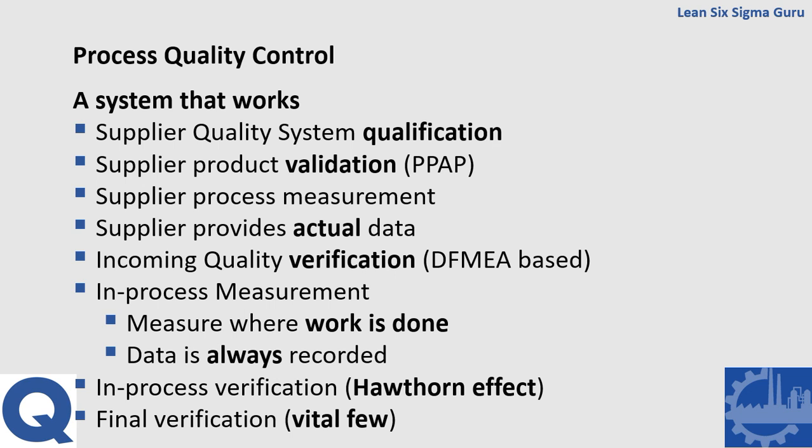We do in-process verification. This is the Hawthorne effect, where observing the process changes the process. If no one ever does verification on any kind of an in-process check, the in-process check will eventually go away or become less frequent. It needs to be checked and verified to ensure that it continues. And then final verification of the vital few really, really important characteristics, not some grand overall large scope final inspection.